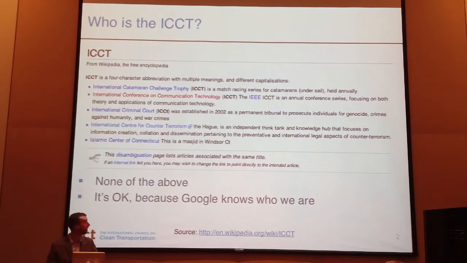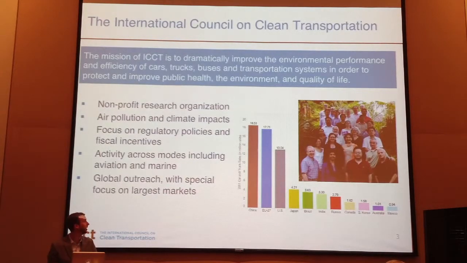So those of you on laptops may have already searched Wikipedia for ICCT. If you did, you might be questioning why the International Catamaran Challenge Trophy has a model or something like that. But actually, that's not us, so we apparently need to do more outreach to Wikipedia. If you Google us, though, good luck to you. We're actually the International Council on Clean Transportation.